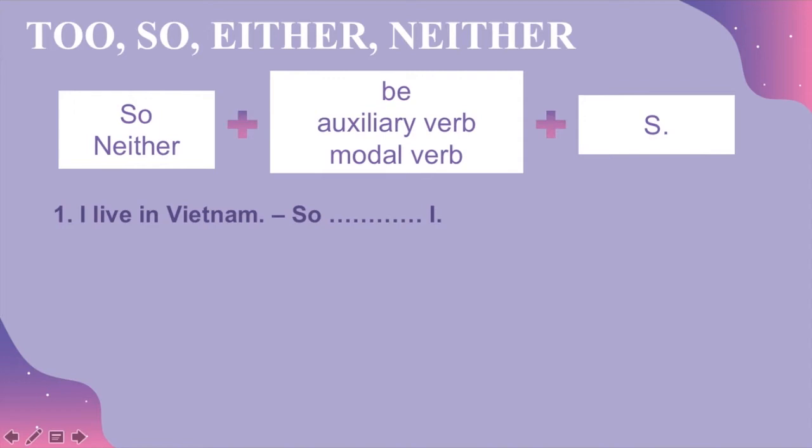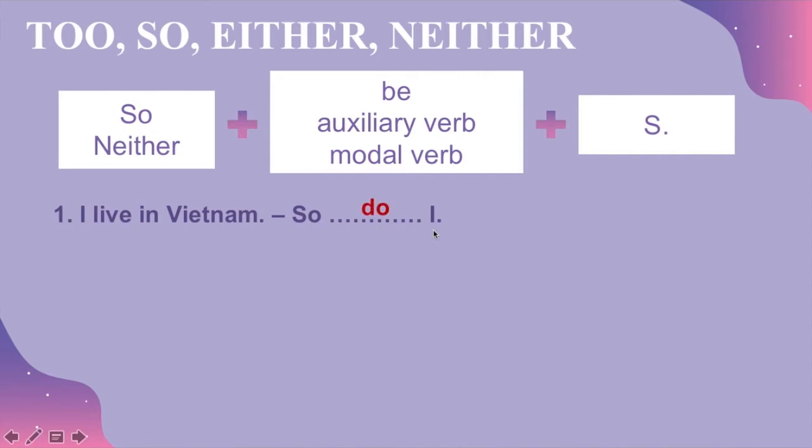Look at an example here. I live in Vietnam. What can you fill in the blank here? Well, you can see that because the verb live, it is in present simple, so we need to fill in the blank with an auxiliary verb of present simple. That is, do or does, right? But, you see, the subject here is I. So, the auxiliary verb of I in present simple is do.